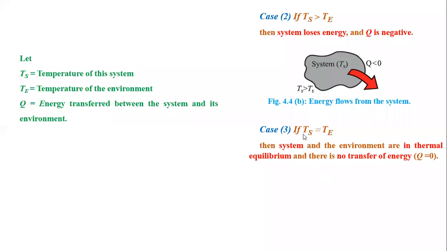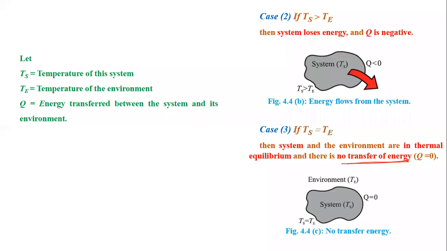Now case number 3: if Ts is equal to Te, meaning the temperature of the system and the temperature of the environment are both the same, then you remember there is no transfer of energy. If no transfer of energy, then Q is 0. So remember when Q is positive, Q is negative, and Q is 0. Three cases we learned. When heat is flowing from environment to system, the system gains energy, and Q is positive.